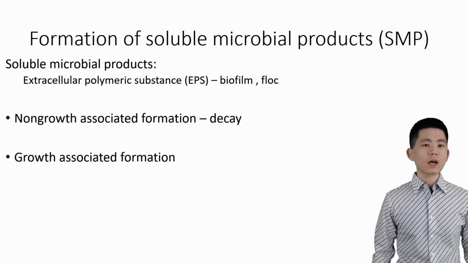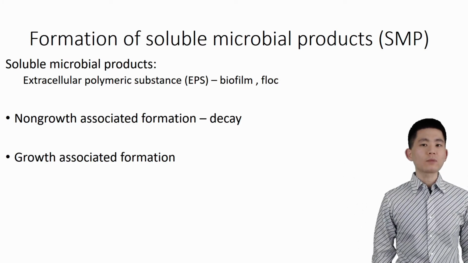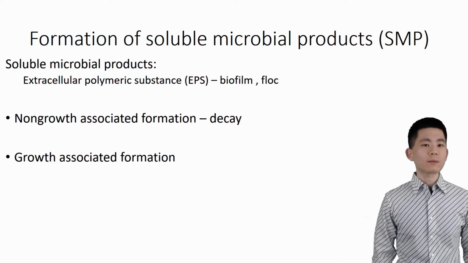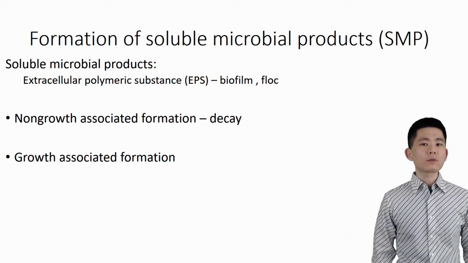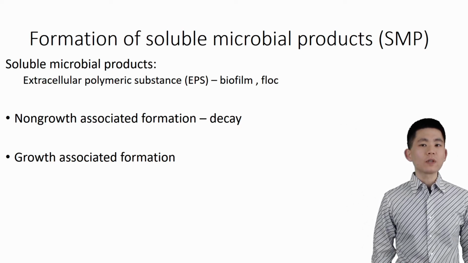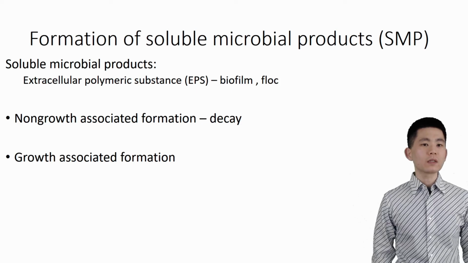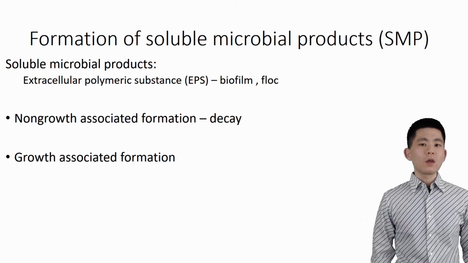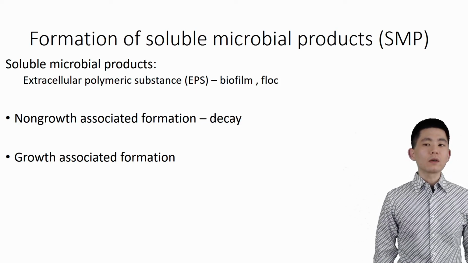Another process we're talking about is the formation of soluble microbial products, including the extracellular polymeric substances, EPS, because it plays a vital role in the formation of sludge floc in suspended growth reactors and in the formation of biofilm in attached growth reactors. The non-growth associated formation of SMP is the result of decay, while the growth associated formation occurs along with cell synthesis from the electron donor.